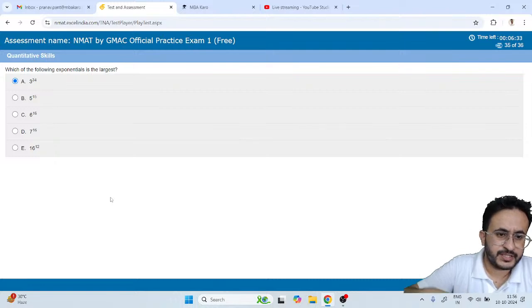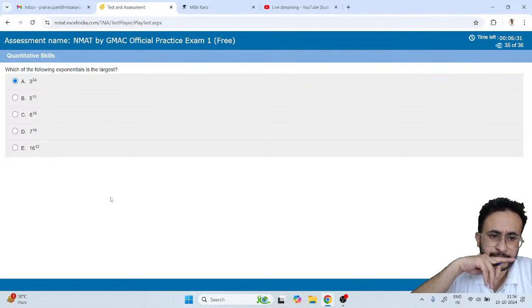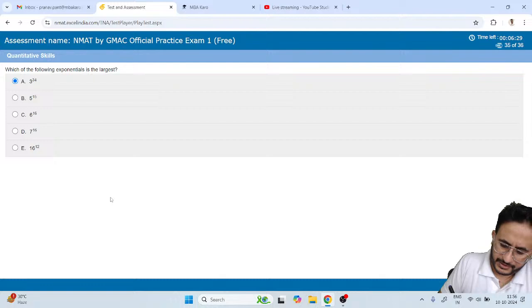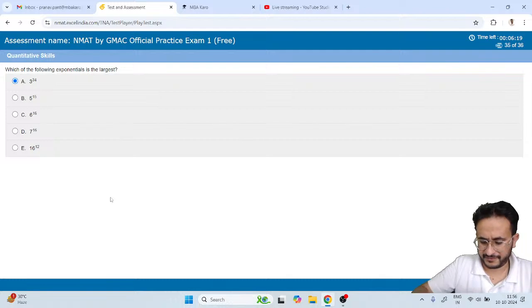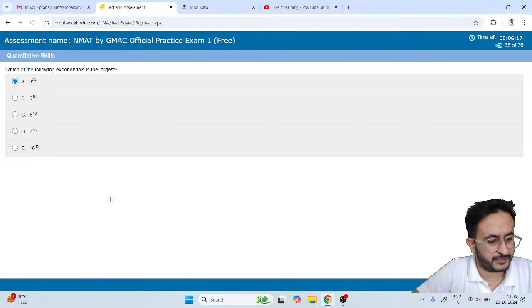Just seeing that, if we compare 3 to the power 34 and 16 to the power 12, 3 to the power 3 is 27. So 27 to the power 11.33, and it is 16 to the power 12. So definitely 27 to the power 11 will be much higher. So that will be the answer.